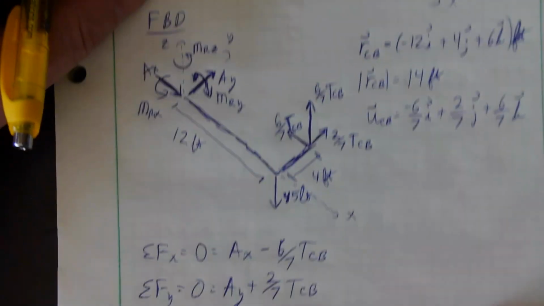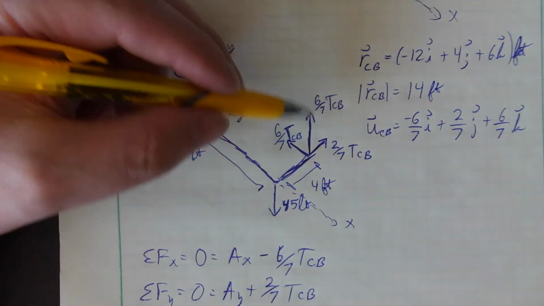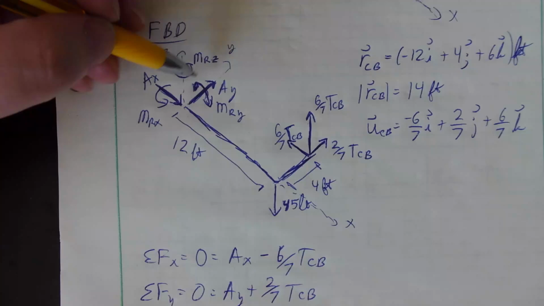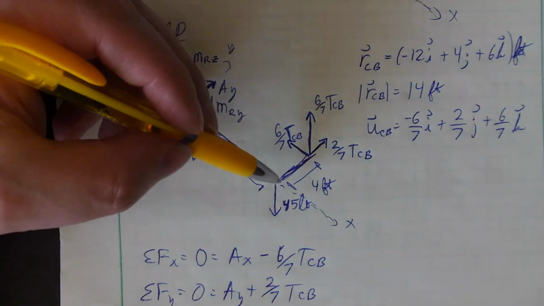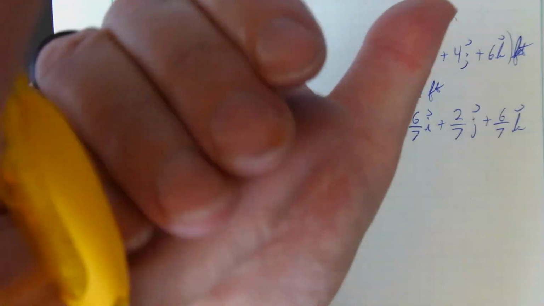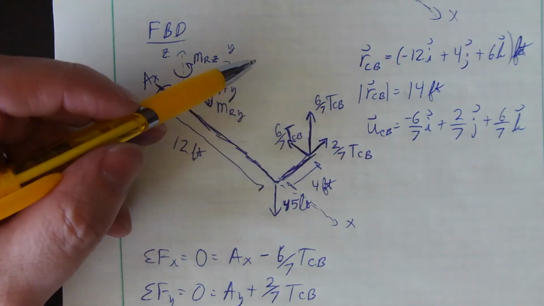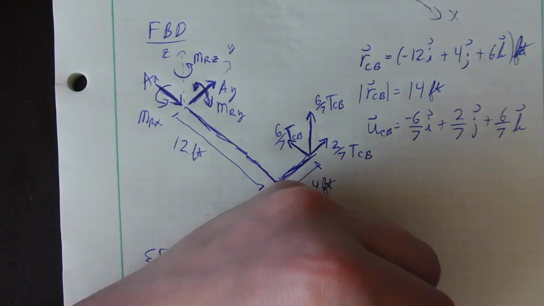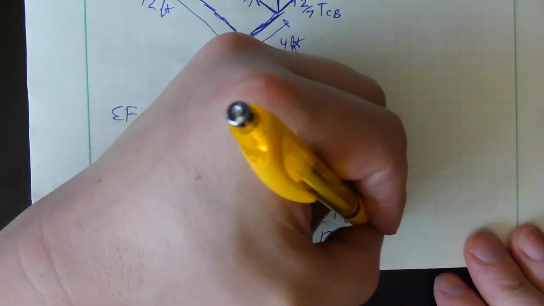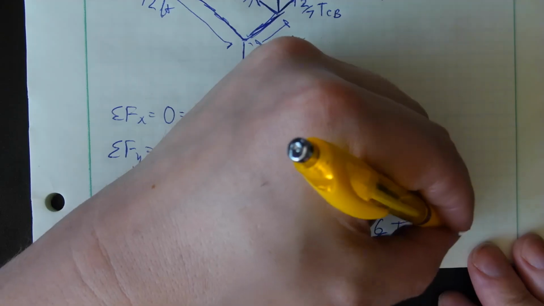And then also, I've got this guy, also 12 foot away from this y-axis. Notice if this is causing a positive, this one's causing a negative. If I put my thumb in that positive y direction, notice this 6/7 tension is trying to open my fingers. Right? It's trying to push up against my fingers in this direction. So that is actually a negative 6/7 TCB acting at a distance of 12 feet.